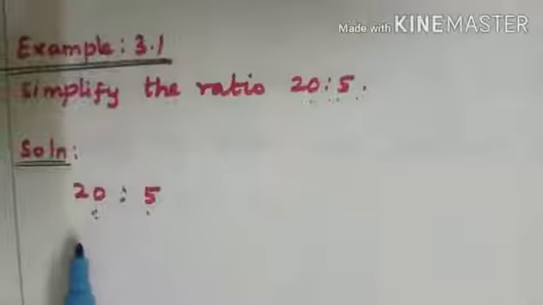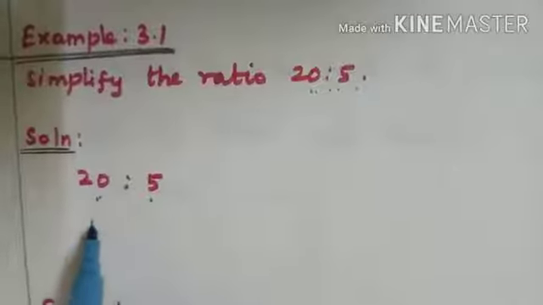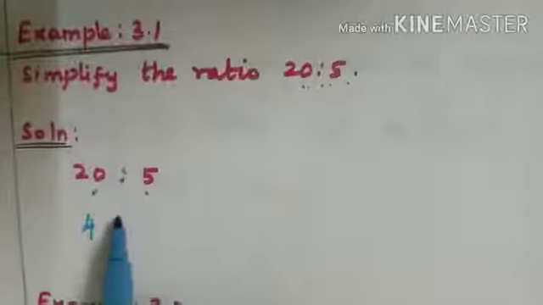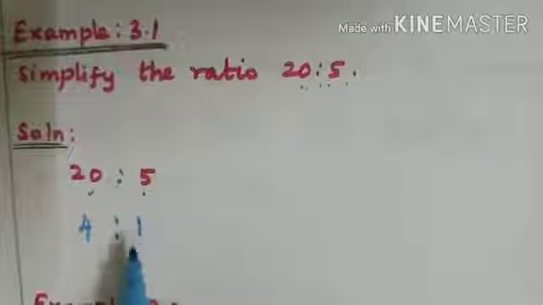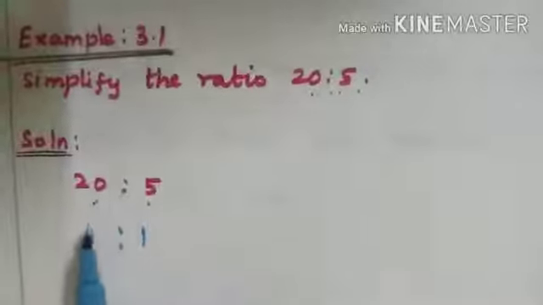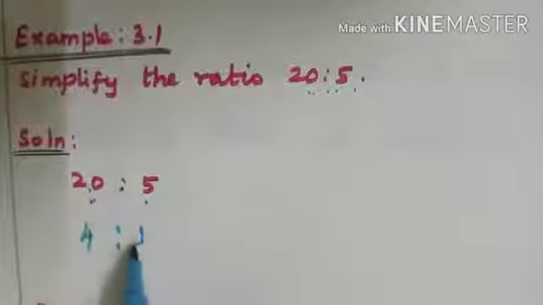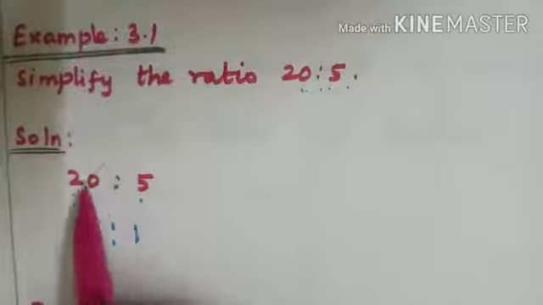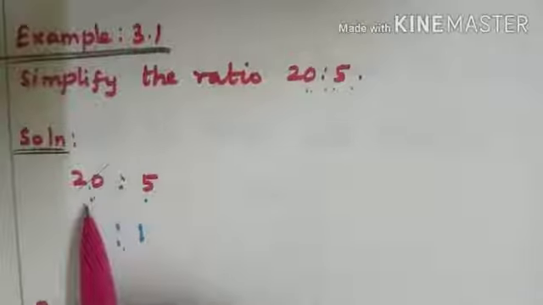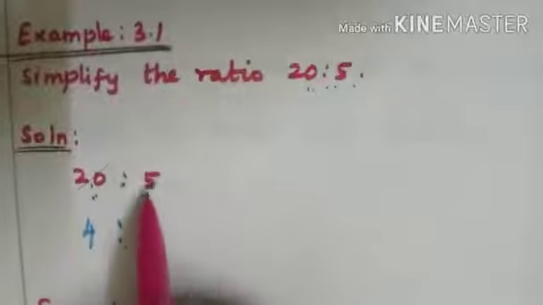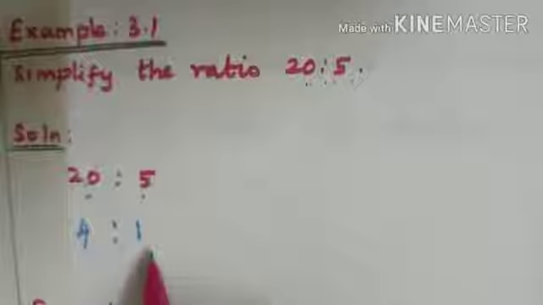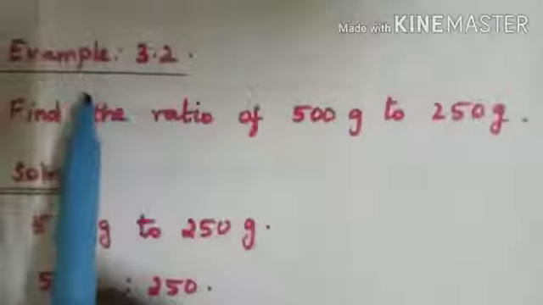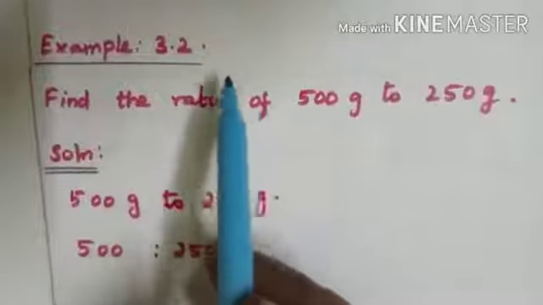Now you see 20. I can write 4 5s are 20, and 1 5 is 5. Therefore we can strike this: 4 5s are 20 and 1 5 is 5, so 4 is to 1 is the answer. Next question, Example 3.2.